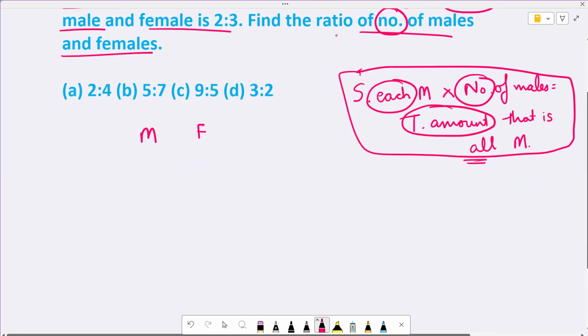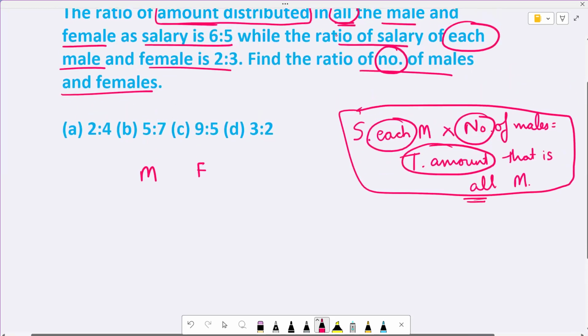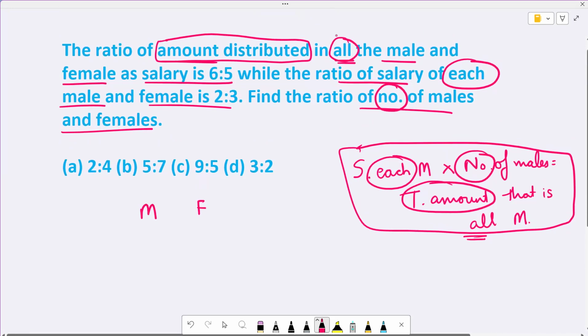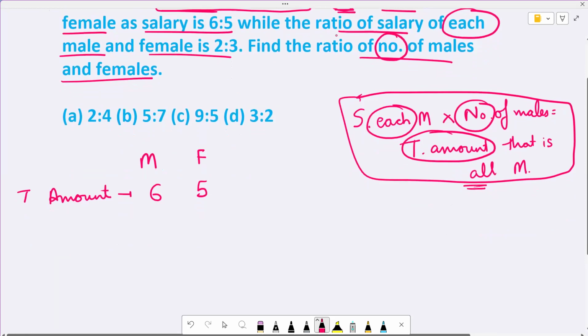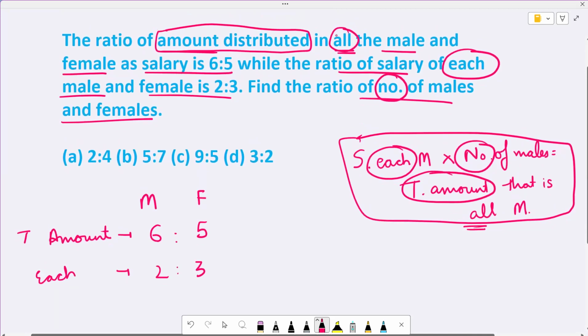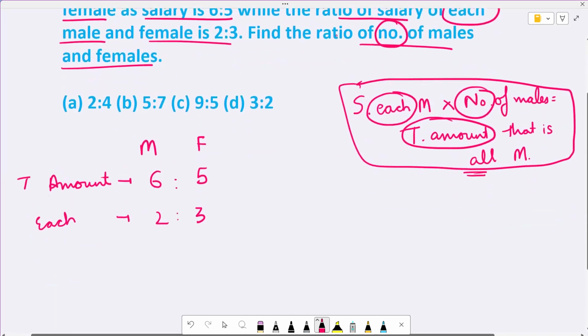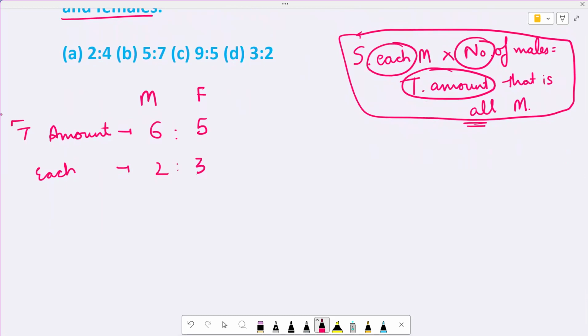Similarly, here we'll write the actual amount. So the approach that we'll be using here is first we'll write the total amount, since the ratio is given here. So it is male to female is 6 to 5. By the ratio, salary of each male and female is 2:3. Let me just cross check male and female salaries. Okay. Now, find the ratio of number of males and females.